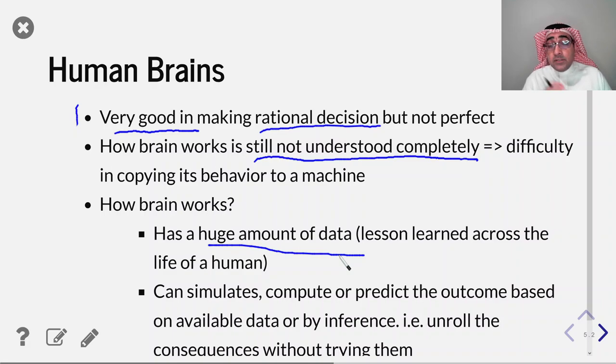Even if you give him hot water and he can see, for example, the steam coming out of it, he will be reluctant to try that because he has seen hot milk and how the steam was coming out of it. He will see the hot water and be able to relate that both look the same and they're hot, and he's using all that knowledge that he has to take that decision. So the amount of data that we have in our brains is huge, okay? We can simulate things, we can compute, we can predict the outcomes based on available data.